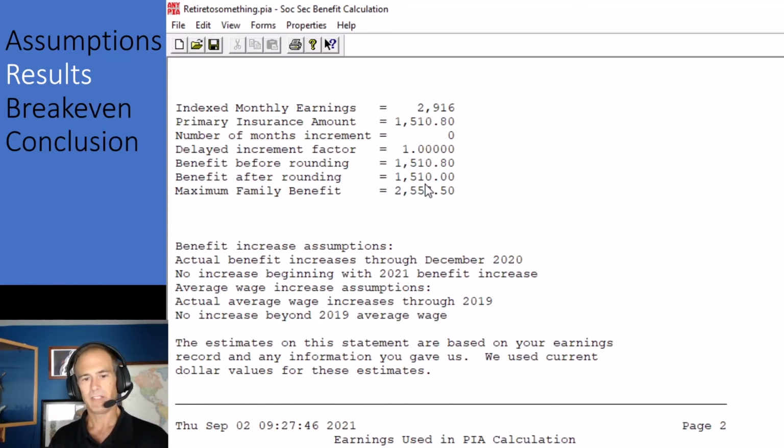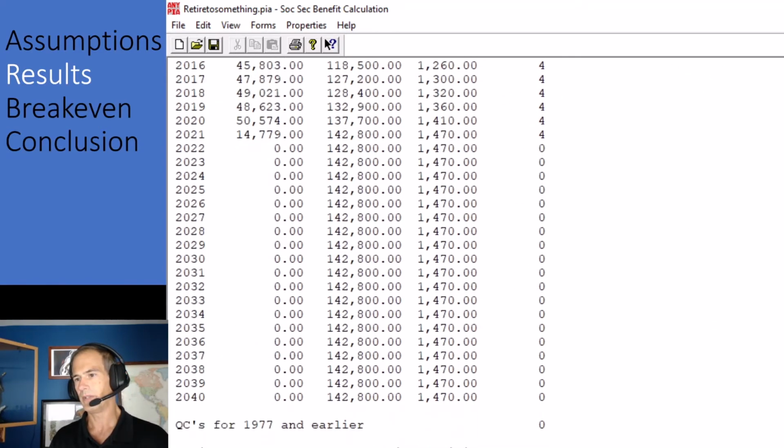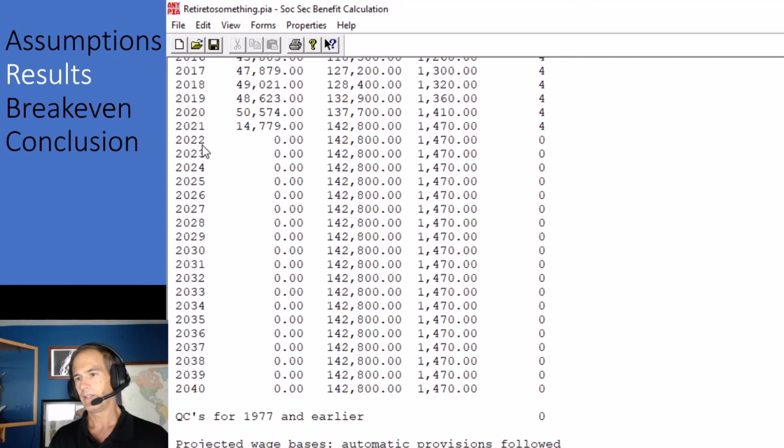Some other information down here. So I scroll through. This is where I entered my annual earnings, and you'll notice down here at years 22 through 40, they're all zeros. We're not going to worry about these amounts out here.